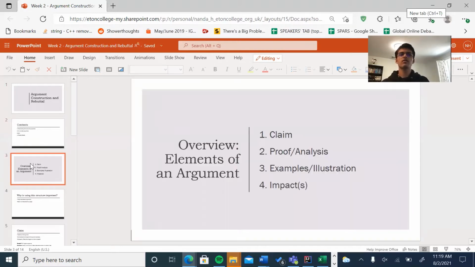So starting with the elements of an argument, there's four main things that you should cover in an argument, and this is the structure that you should use moving forward. Firstly, the claim, which is the headline of the argument. Secondly is the proof or the analysis, giving the reasons why an argument is true. Thirdly are the examples and illustrations that ground your argument and demonstrate that it's plausible in the real world. And finally, the impacts and end outcome of that argument.